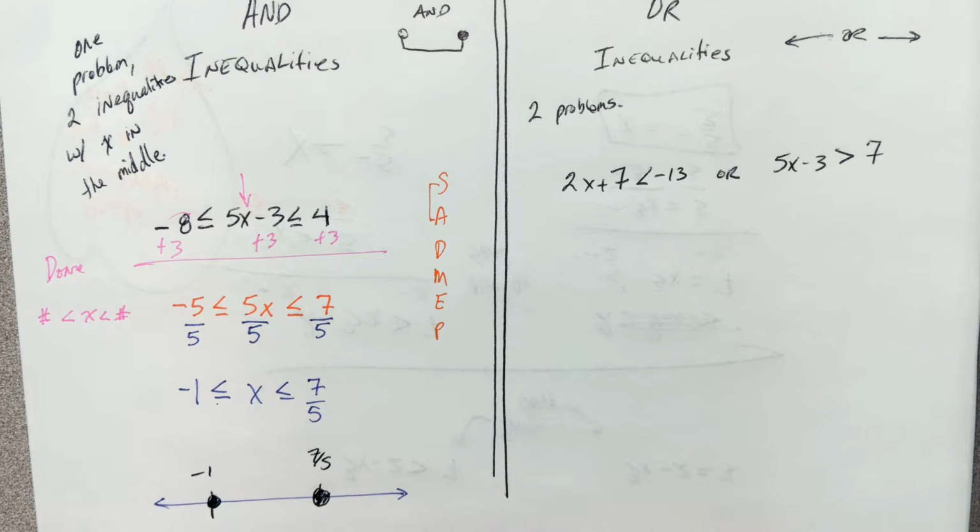Okay? X is in the middle. Like, 0 would be true, because negative 1 is less than 0, and 0 is less than 7/5. So it's in the middle. So this is what you do right there.